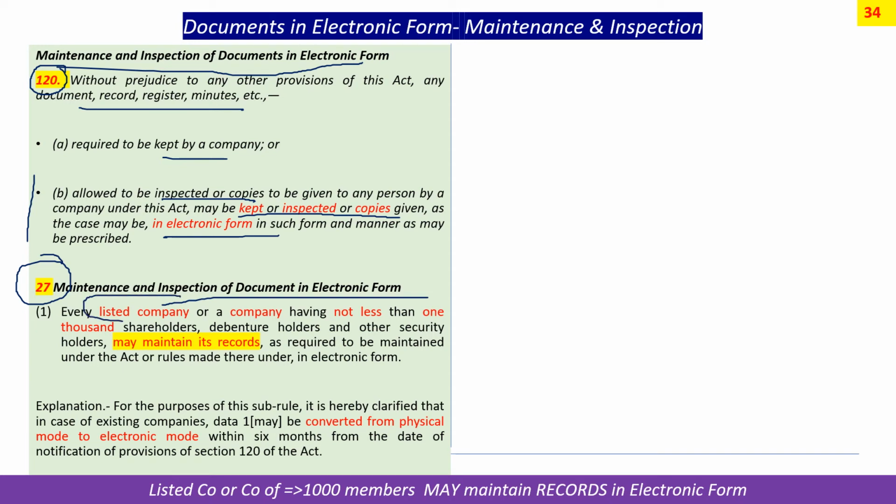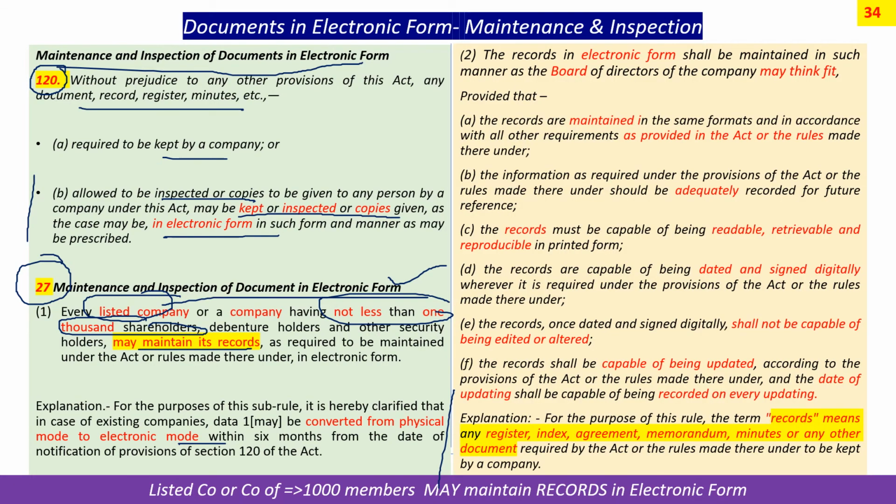A listed company, as we saw, not less than 1000 shareholders, may maintain its records. Though it is not mandatory, it is desirable to maintain in the electronic form, and the existing companies can convert their hard copies into electronic mode. Board takes a decision as to in what form it has to be kept. The records shall be maintained in the same formats. They may be in the electronic records, but the format has to be as per the Act.